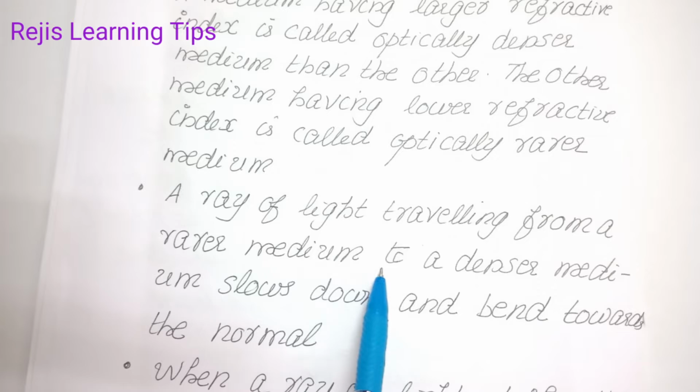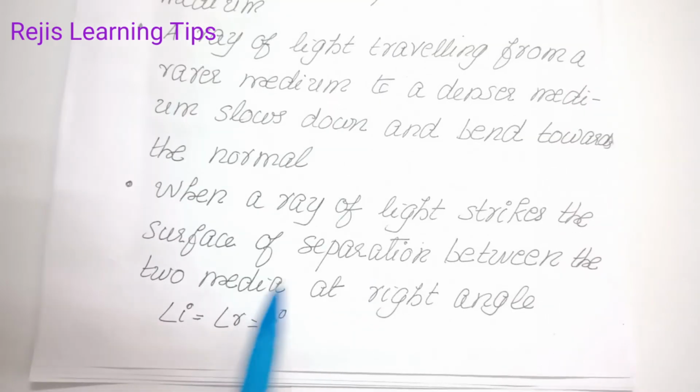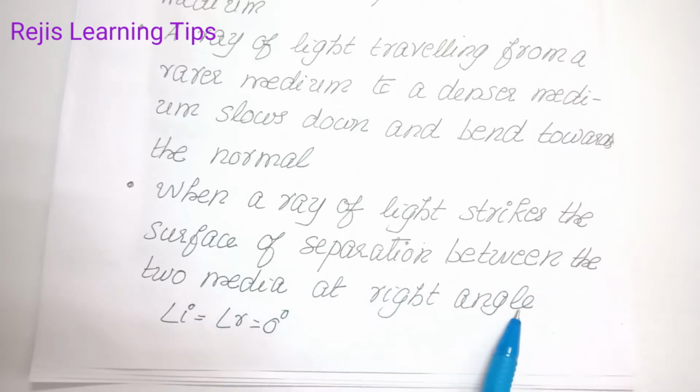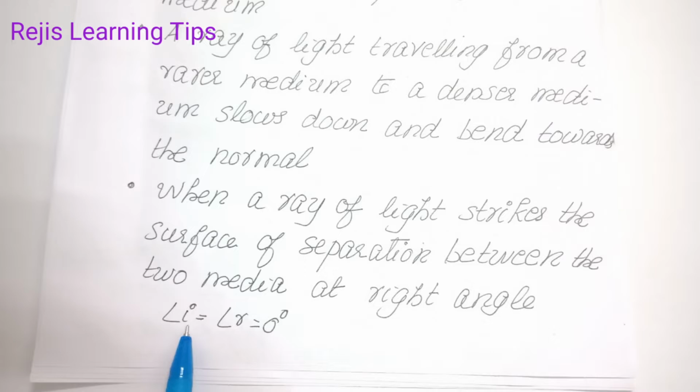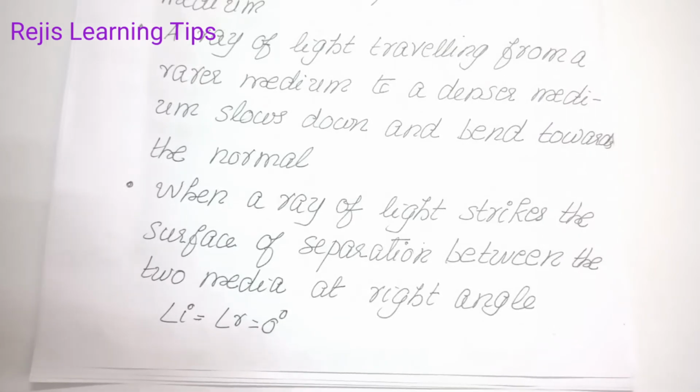Then next, a ray of light traveling from a rarer medium to a denser medium slows down and bends towards the normal. When a ray of light strikes the surface of separation between the two media at right angles, then angle of incidence is equal to angle of refraction is equal to 0 degree. That means the ray of light passes undeflected from one medium to another.